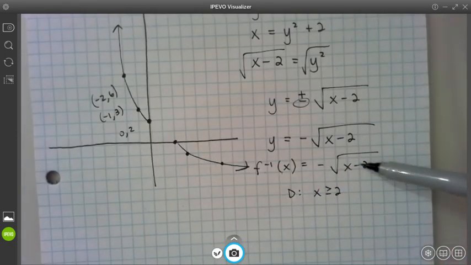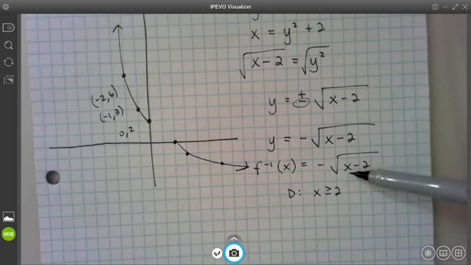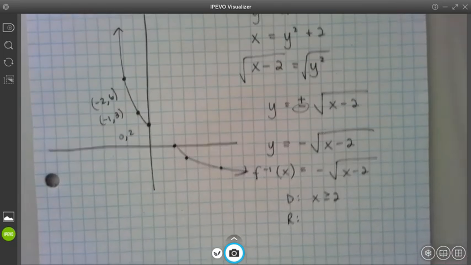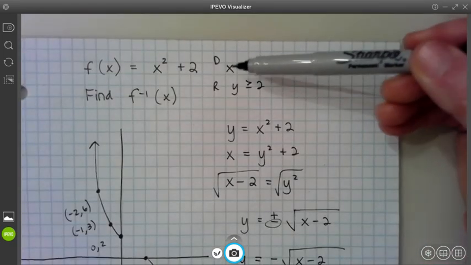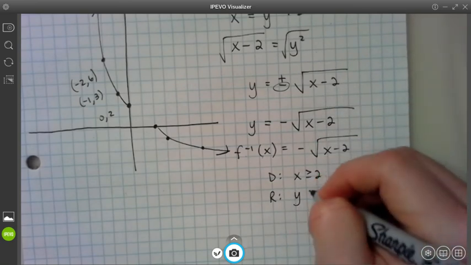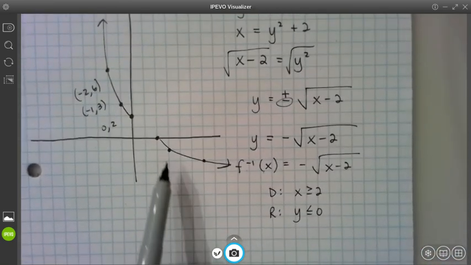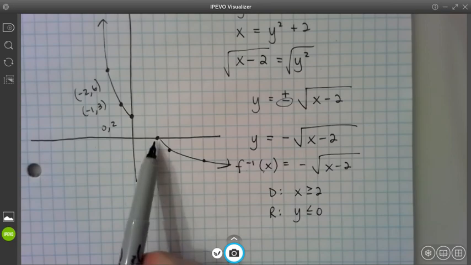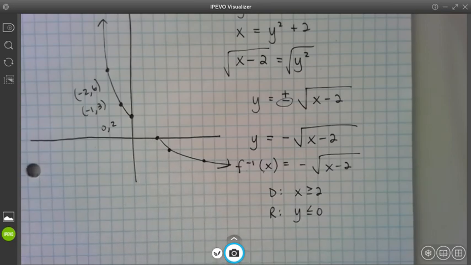That makes sense because we want to keep the numbers under this radical non-negative, so they have to be numbers greater than or equal to 2. And then this one's range is the original's domain. If the original's x's had to be less than or equal to 0, then this one's y's have to be less than or equal to 0. And guys, look at the y values that live on this graph. They go from 0 all the way to negative infinity.